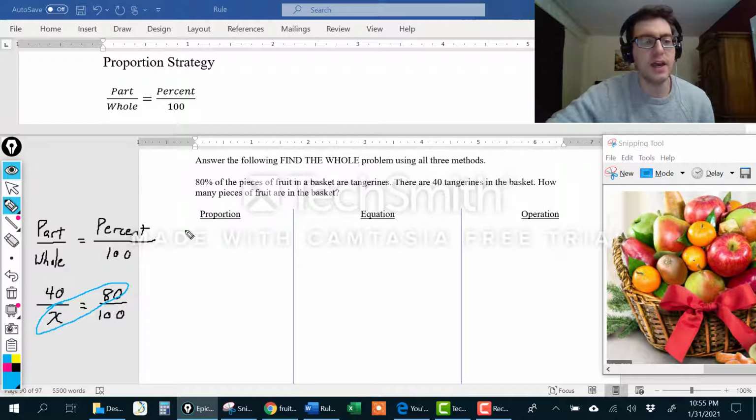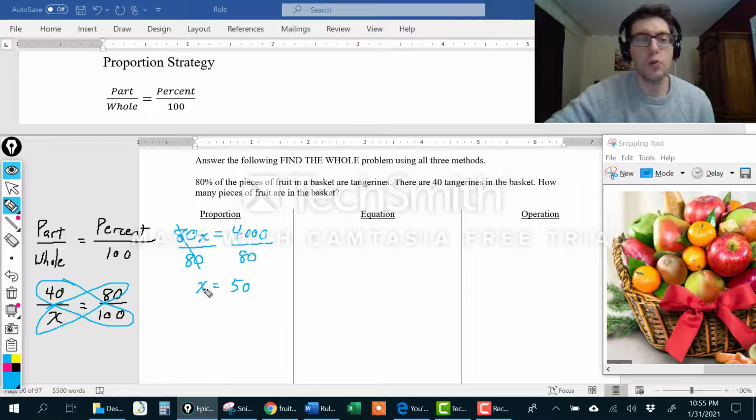We have 80x. 80 times x is 80x equals, and then 40 times 100 is 4,000. All right, and then finally to get the 80 away from the x, this is 80 times x, so we need to divide by 80, which is the inverse of multiplication, to get rid of that 80. We'll divide both sides by 80, and then we get x equals 50.